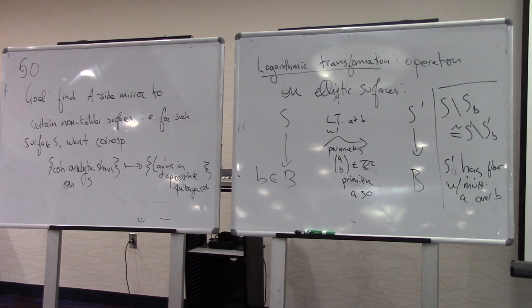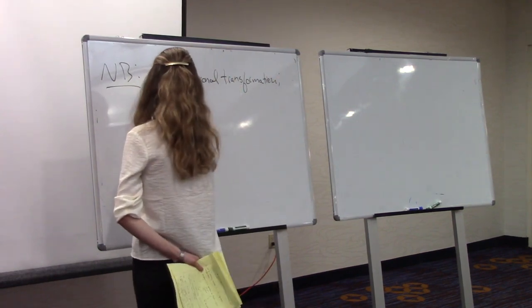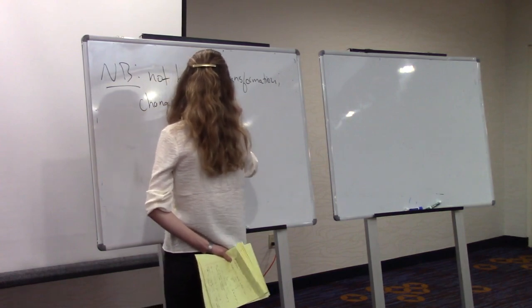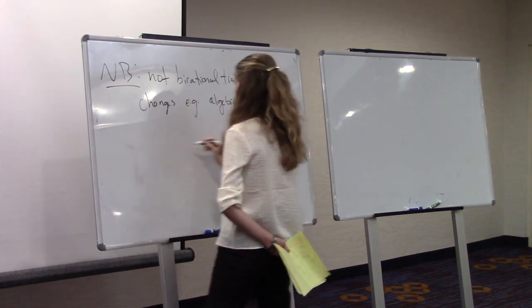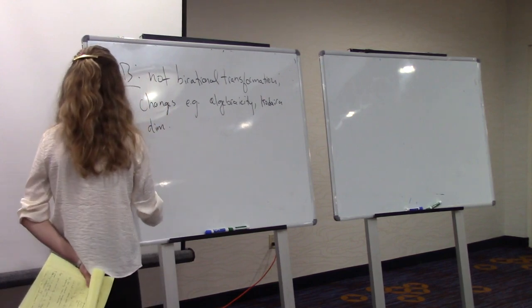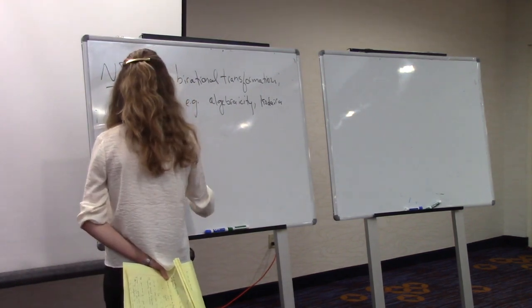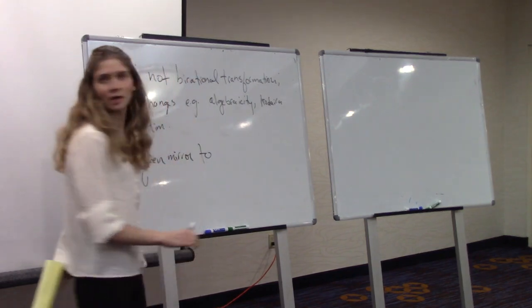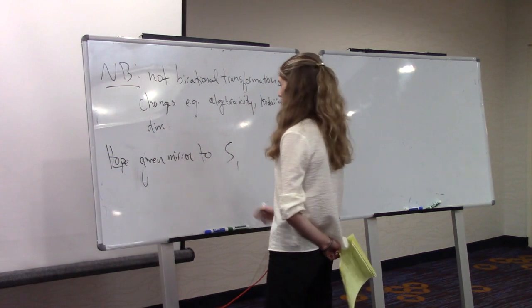So it's important to note that this is not a birational move. So it changes, e.g. like algebraicity. I'm going to be using that. It can change the Kodaira dimension, potentially. So you're really getting at some new surface. And so the hope is that given a mirror to S, so if we have some surface that we understand mirror symmetry for, we hope that we can find a mirror to S'.